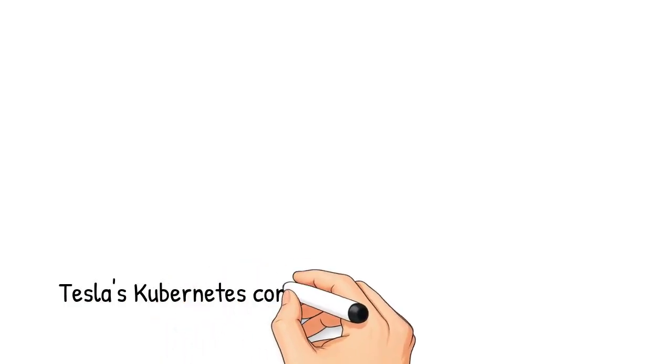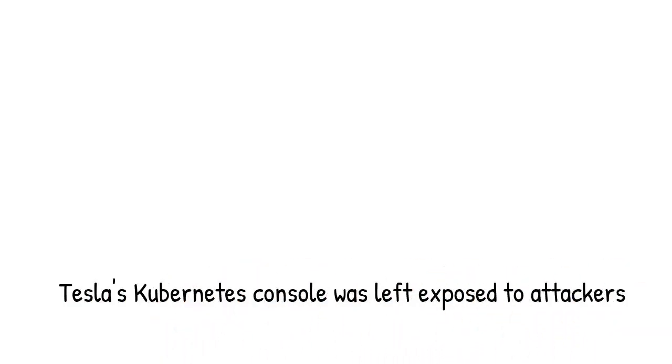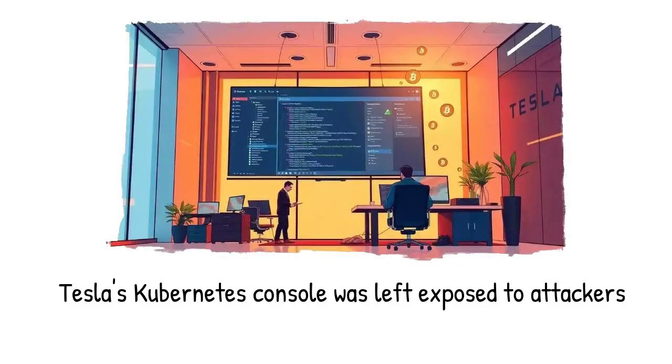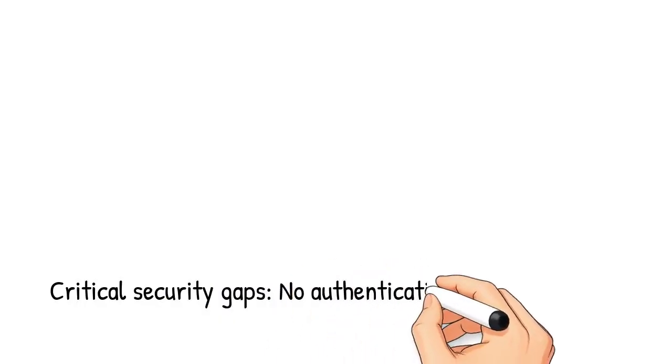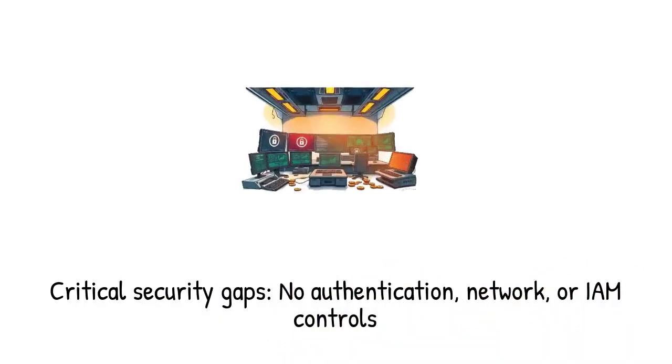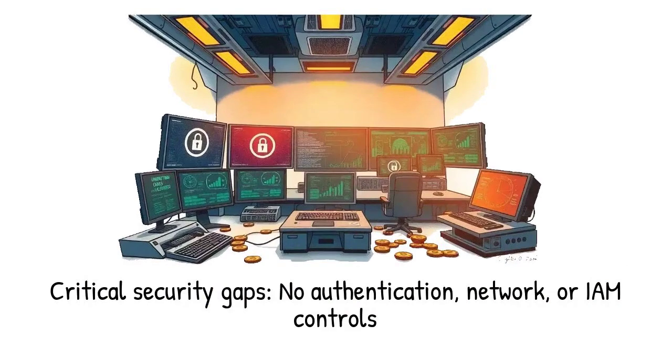Section 21, Case Study, Tesla Kubernetes Breach. A Kubernetes console was left exposed. Attackers gained access and used Tesla's cloud resources to mine cryptocurrency. What went wrong? No authentication, no network restrictions, no monitoring, no IAM controls. Lesson: cloud resources can be abused even without stealing data.